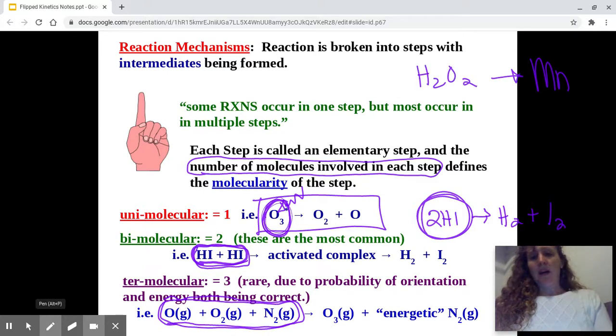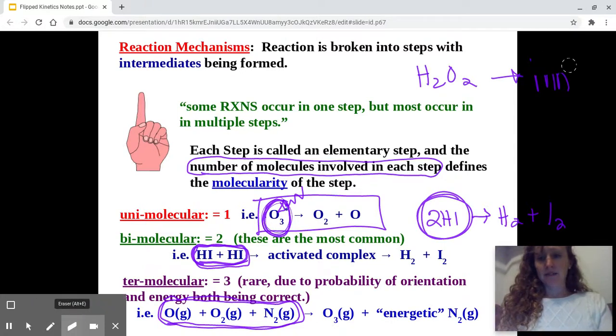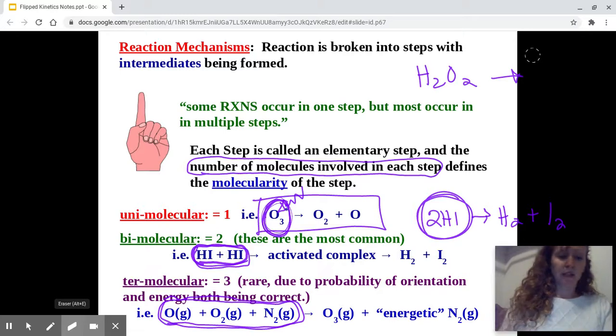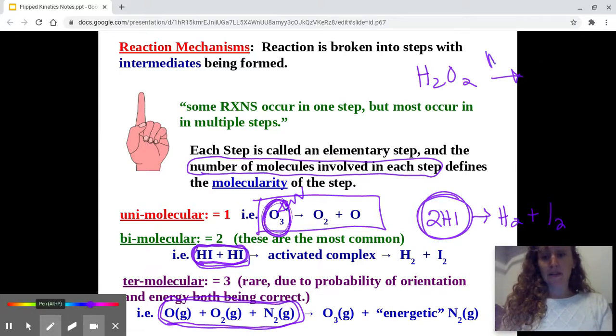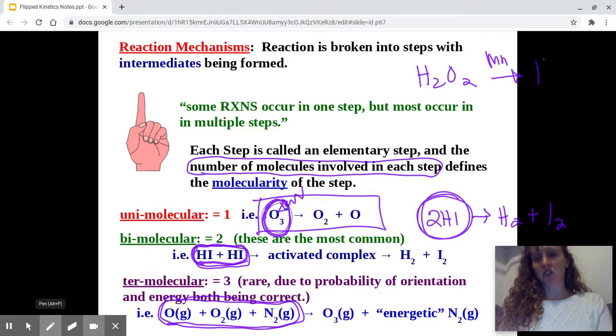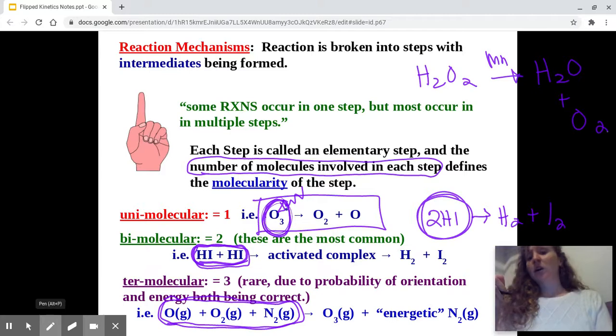So the manganese is not a reactant. It doesn't actually react with hydrogen peroxide. It's not a product. It's actually unchanged through this reaction. At the end of this, after we have decomposed hydrogen peroxide into its products, we can take the manganese out of the solution, rinse it off, dry it off, put it back in the bottle, and use it the next year because it's never actually used.